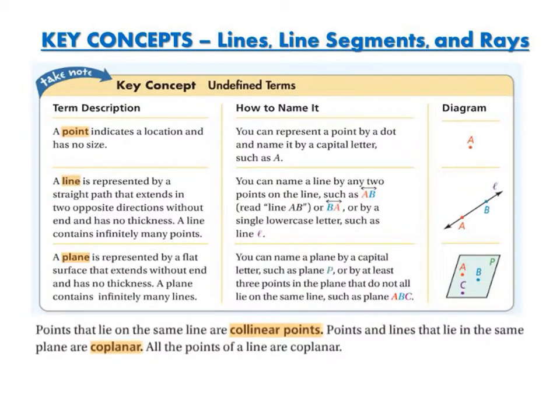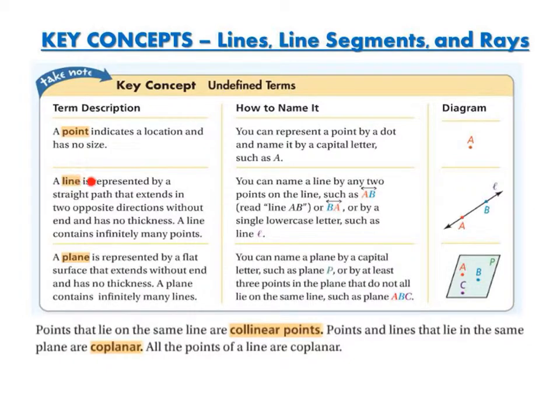Here are some definitions and words that you're going to use throughout this whole year. The first one is point. A point just indicates a location and it has no size. If you see it, such as this, that's point A. There's one point and one letter.